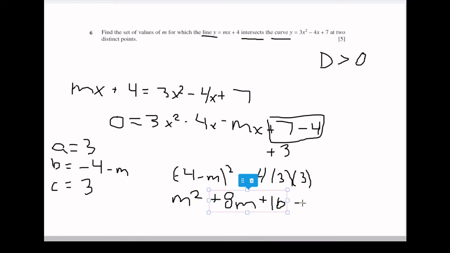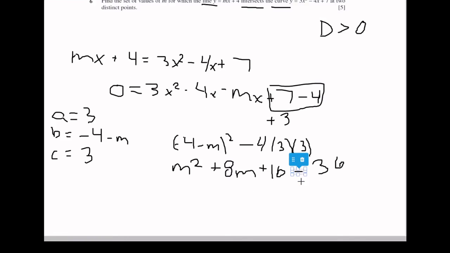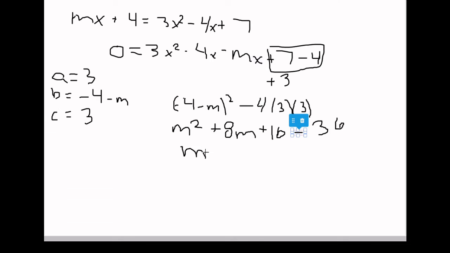Then we'd have negative 4 times 3 times 3. Do this one step at a time. 3 times 3, that's 9. 9 times 4 is 36. So m squared plus 8m plus 16 minus 36 is going to be minus 20.